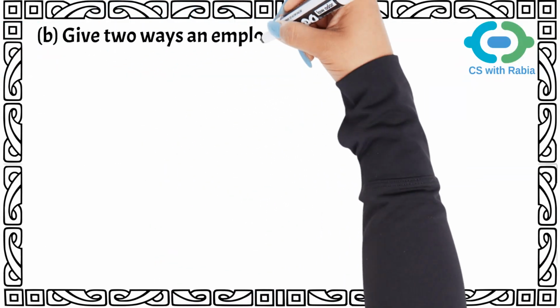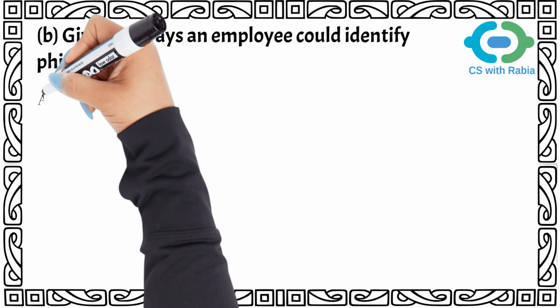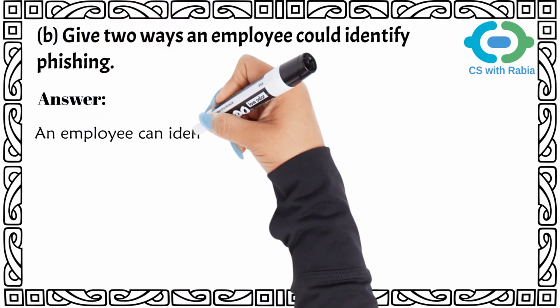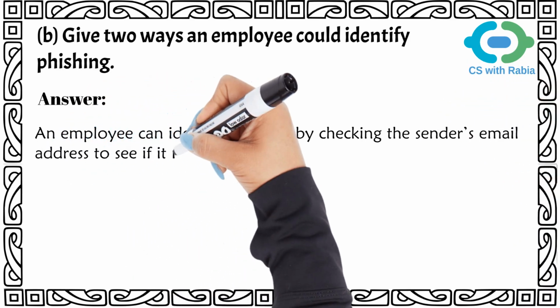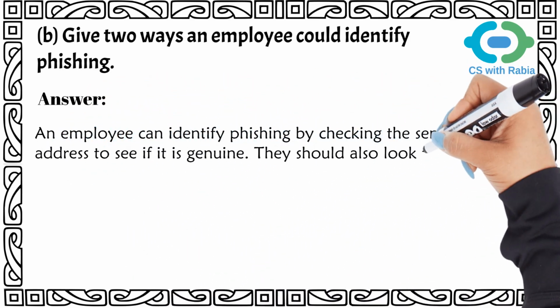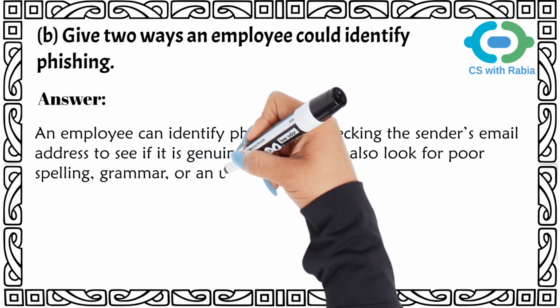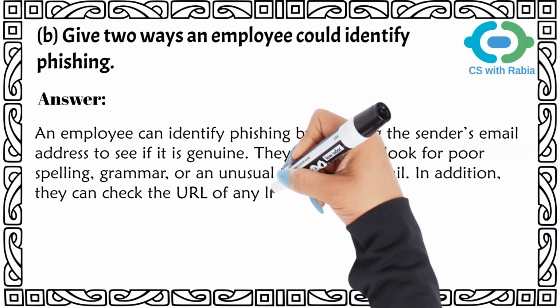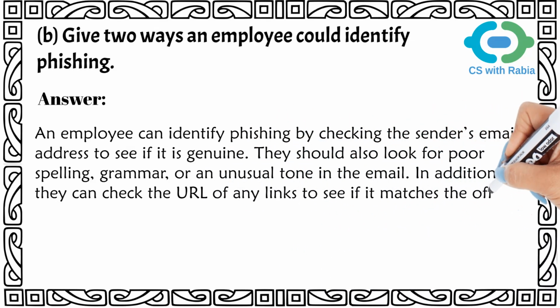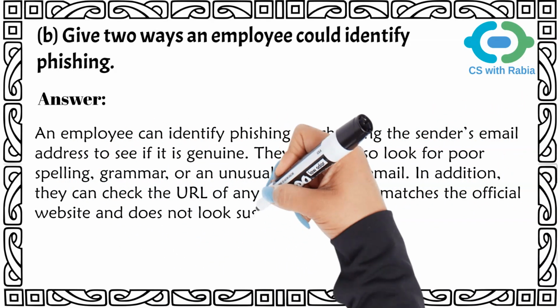Give 2 ways an employee could identify phishing. An employee can identify phishing by checking the sender's email address to see if it is genuine. They should also look for poor spelling, grammar, or an unusual tone in the email. In addition, they can check the URL of any links to see if it matches the official website and does not look suspicious.